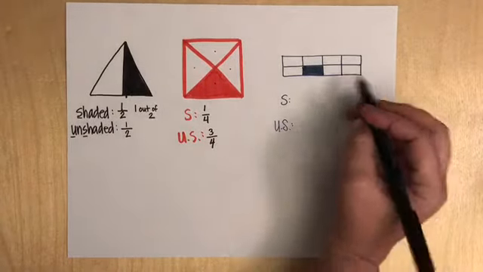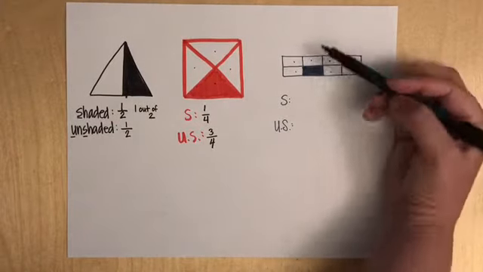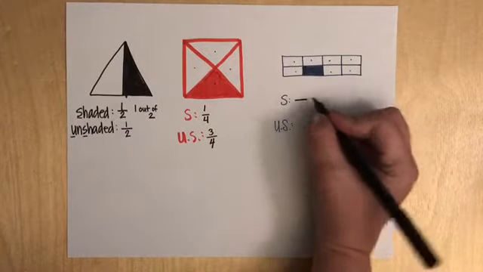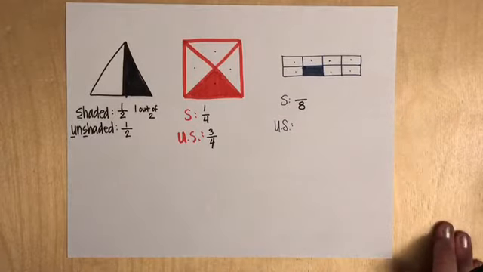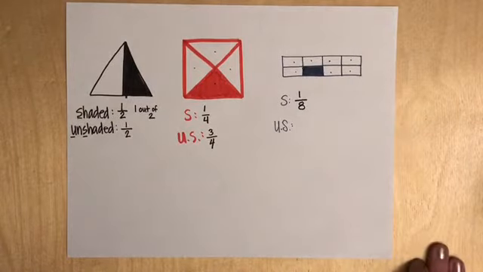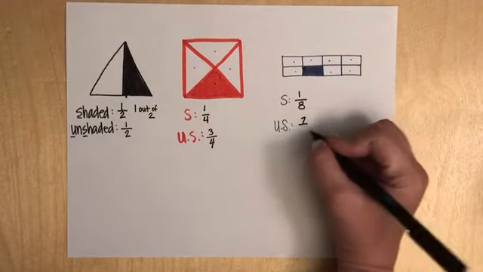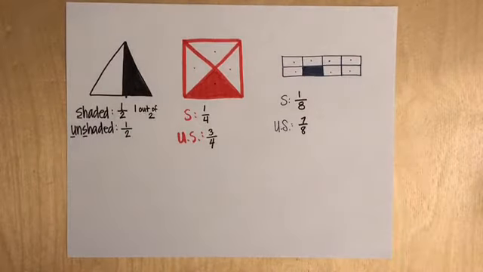All right, you guys should have noticed that there's 1, 2, 3, 4, 5, 6, 7, 8, or you could have counted it 2, 4, 6, 8. You should have noticed that these are divided into 8s. There's 8 total pieces. Still, I only have 1 out of 8 of those pieces shaded in, so 1/8 is shaded. And unshaded, 7 of them are not shaded. And I still have 8 total shaded and unshaded. So 7/8 are not shaded.